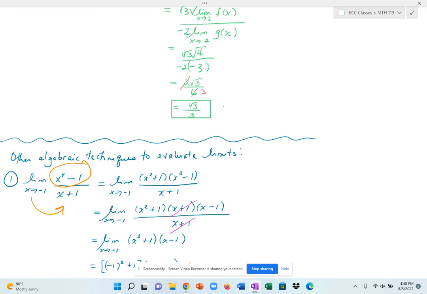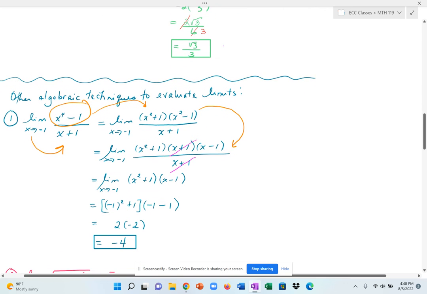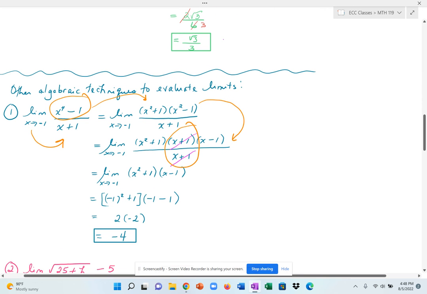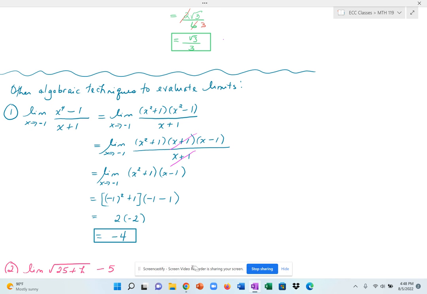But this numerator is factorable, factors into x squared plus 1 and x squared minus 1. This factors even more because the x squared minus 1 is the difference of perfect squares. So the x plus 1 in the numerator and the x plus 1 in the denominator will cancel out. Once I cancel that factor out, I am able to substitute the -1 into the part that's left. And so once you apply direct substitution, you no longer write the limit in front of the expression. You just plug in the number. And that works out to be 2 times -2, which gives me a limit value of -4.